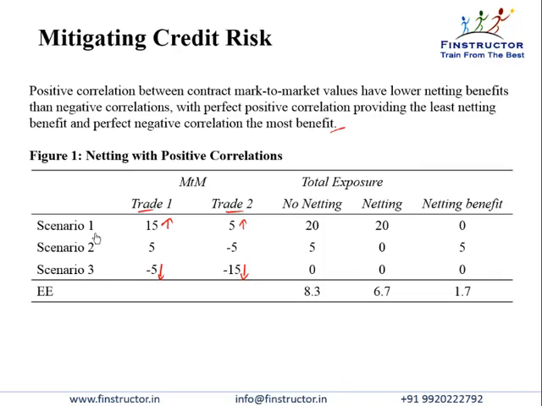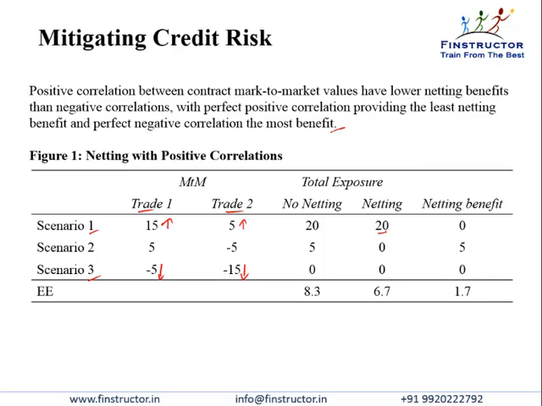Please note, in such a case, that is in scenario 1 and in scenario 3, there will not be much netting benefit. So even without netting, my exposure is $20 on the two trades. And even if I net, there is no netting that is actually going to happen because I have positive exposure in both. So even with netting, the exposure remains $20. So the netting benefit in this case is 0.